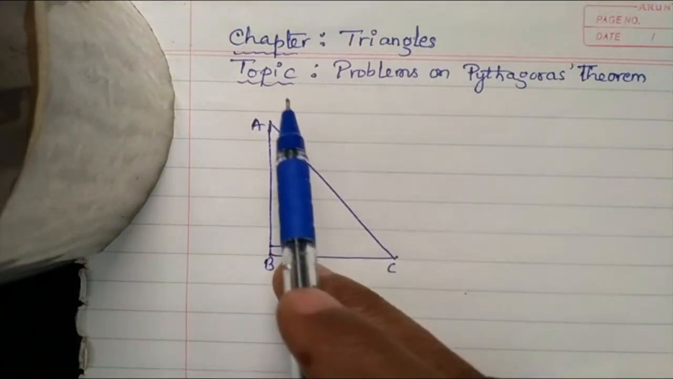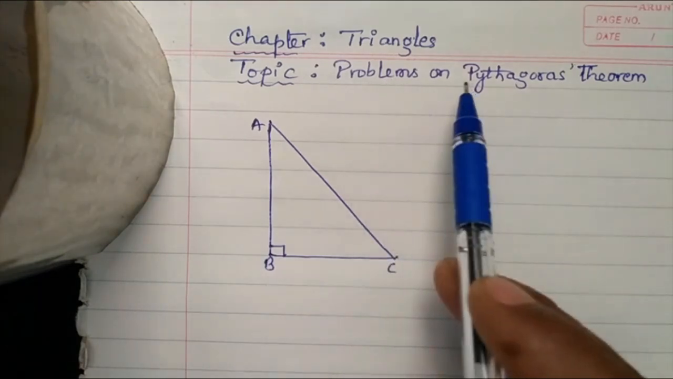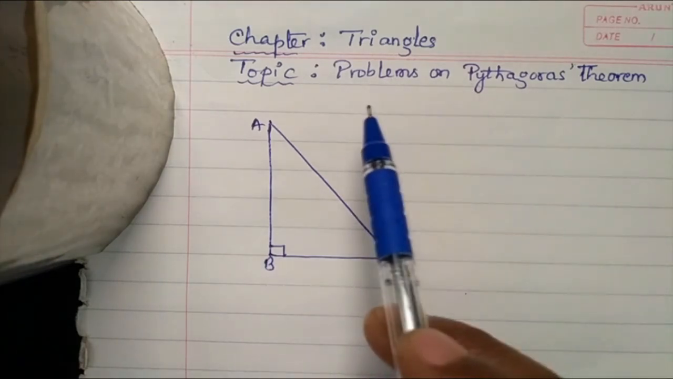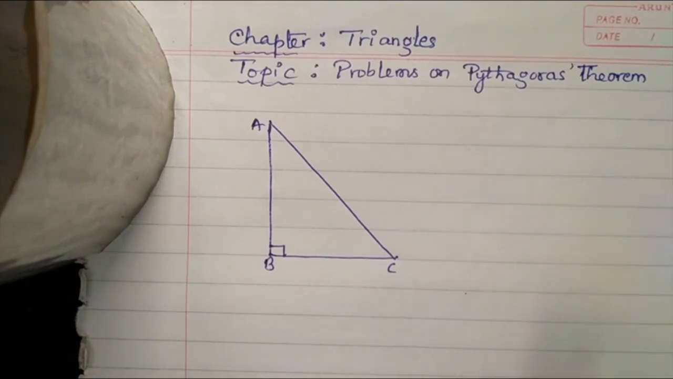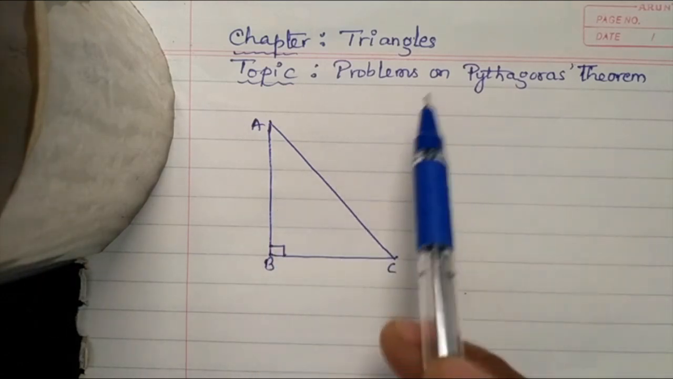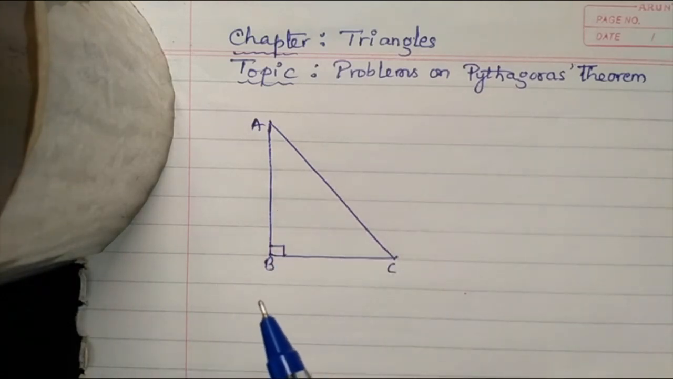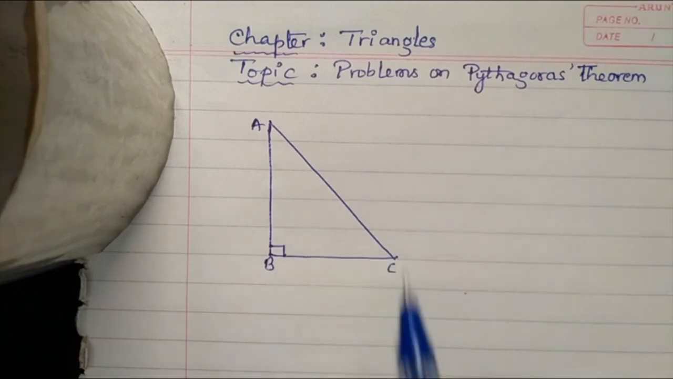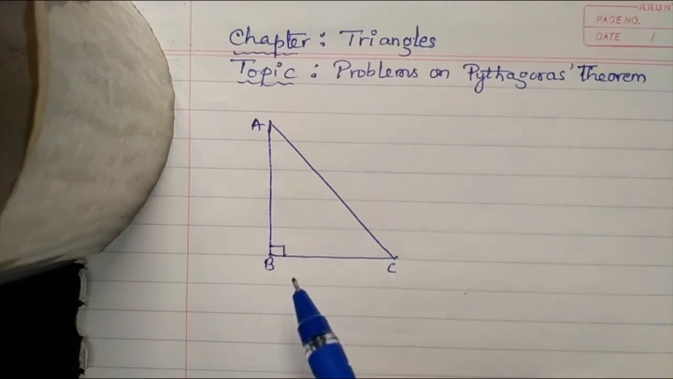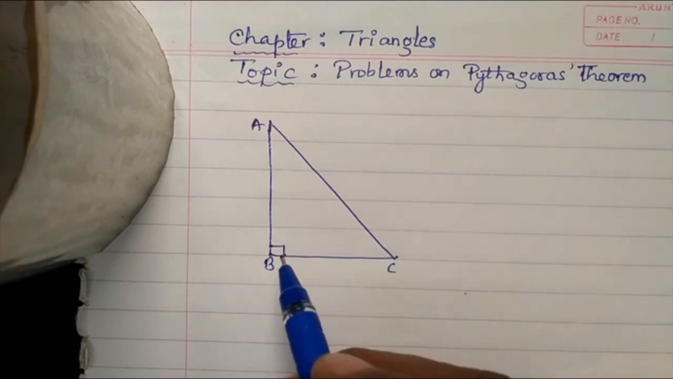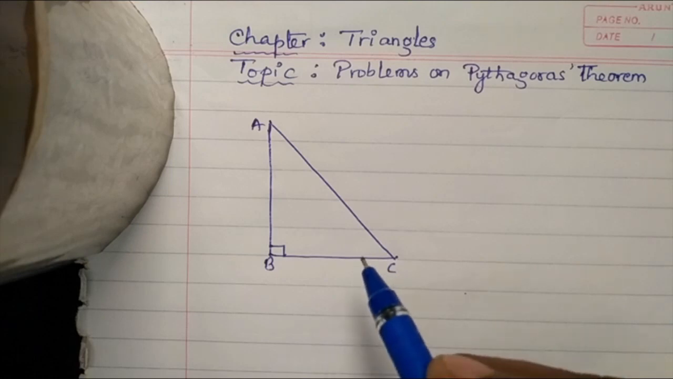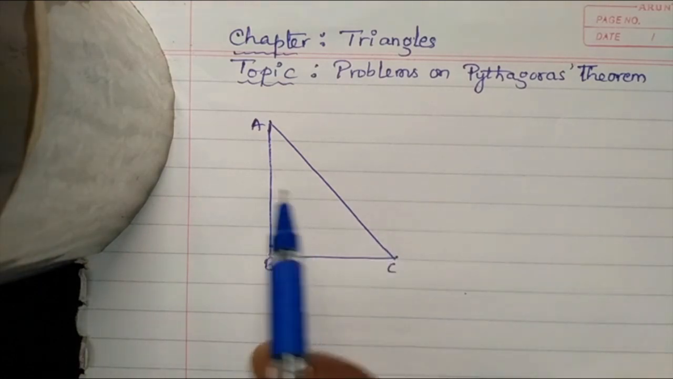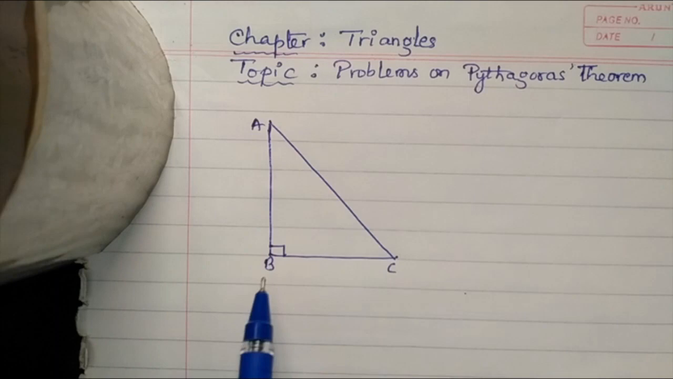In that triangle chapter, the topic is problems on Pythagoras theorem. In my previous class, how to prove Pythagoras theorem using the concept of similarity of triangles has been proved. In today's class, let us see some problems based on Pythagoras theorem. So before going to some example problems, let us learn how to write the Pythagoras theorem equation in three ways. So let us have one diagram ABC.